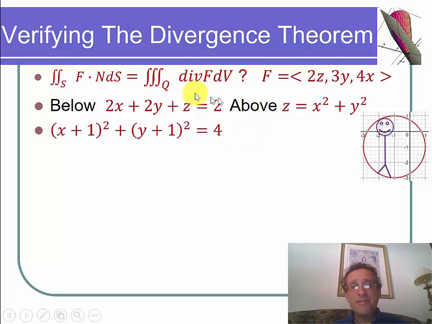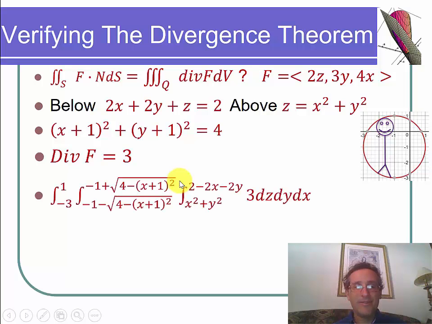I need to first find the divergence of f. If f is (2z, 3y, 4x), the partial derivative of 2z with respect to x is 0. The partial derivative of 3y with respect to y is 3. And the partial derivative of 4x with respect to z is 0. So the divergence of f is 0 plus 3 plus 0, which is just 3. Now I can find the integral.